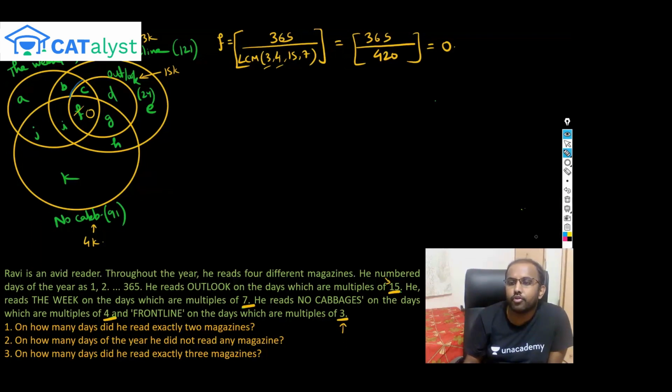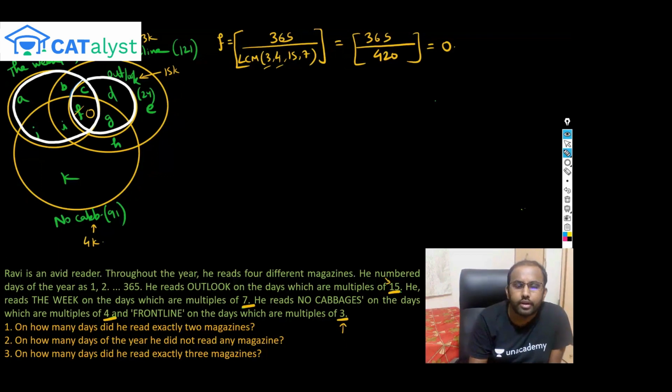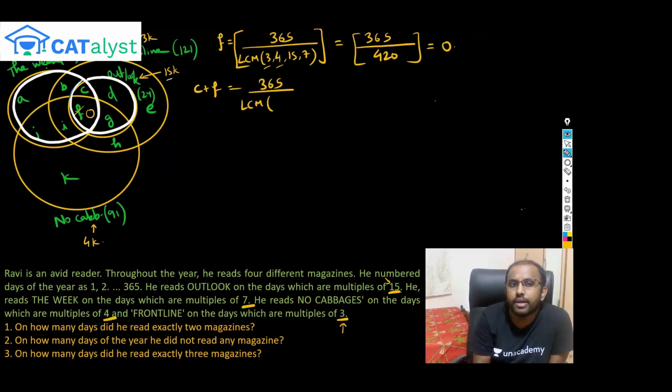You observe, guys, this c plus f is the part of these two circles, right? That is, it is the part of outlook and the week. So it should only go for the intersection point of 15 and 7. So the c plus f value should be 365 upon the LCM of, what is that LCM of week and outlook? That is 7 and 15. That is 365 upon 105.